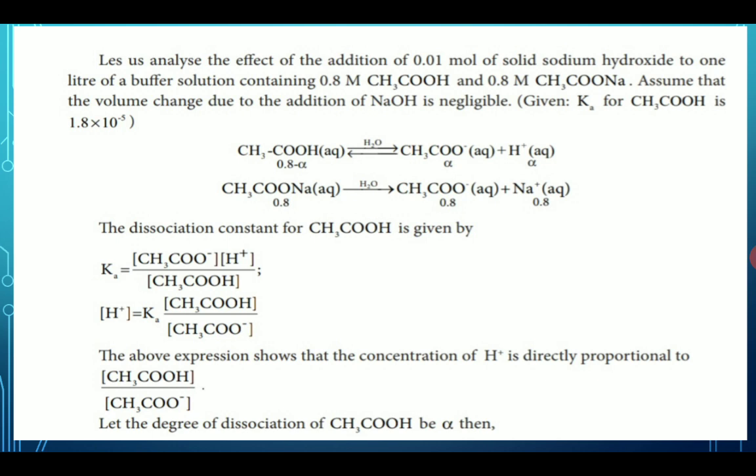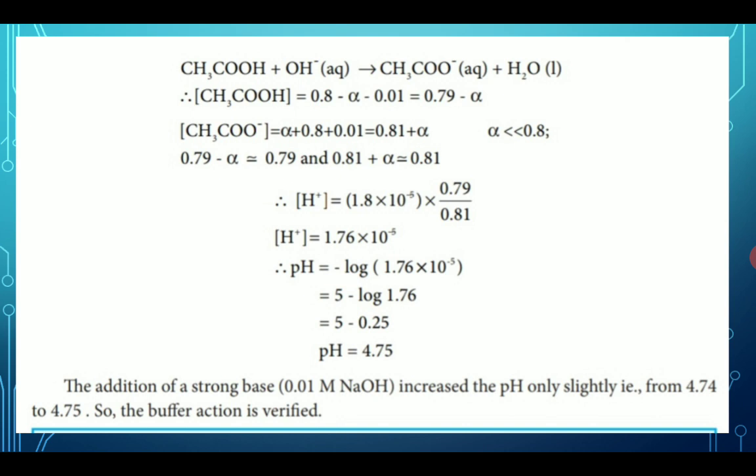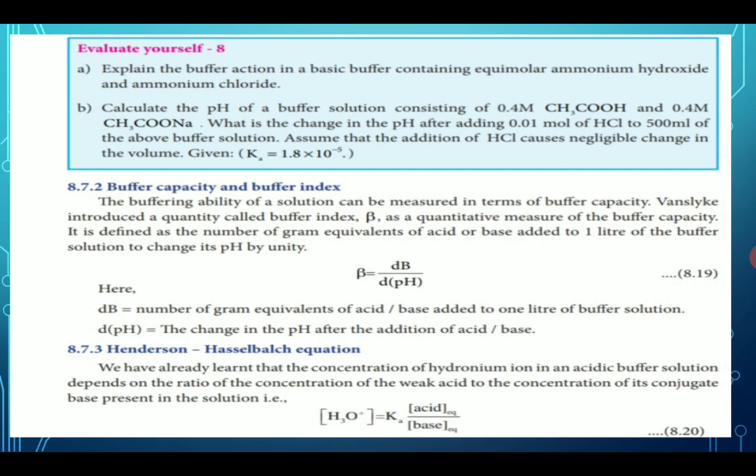The next one, another example here, one dissociation constant. The values are given. This we have to do on the blackboard, and let me do it in our regular class. So this pH value, finally we are getting it as pH is equal to 4.75.